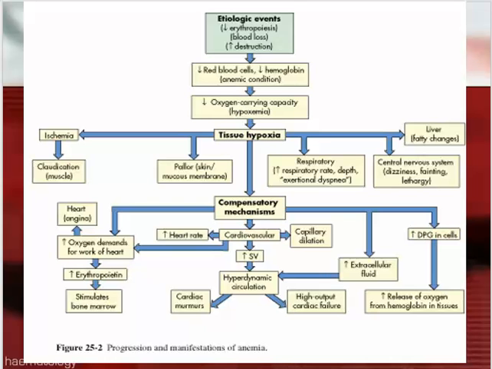We are going to increase some of the chemicals that help oxygen unload from the cells, so that we're going to release more oxygen than we normally would, so we don't retain it in the venous side. We're going to increase erythropoiesis because we want to make more red blood cells. More erythropoietin will be released by the kidneys to stimulate the bone marrow to make more red blood cells.